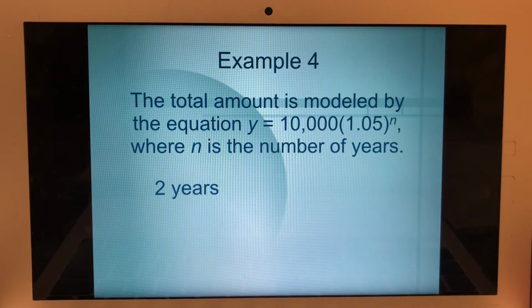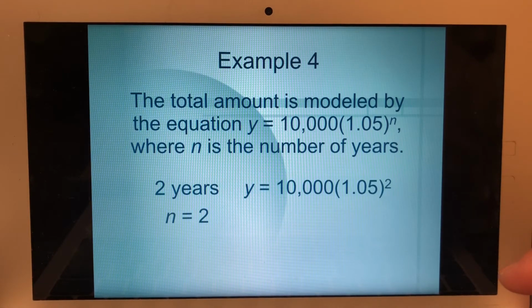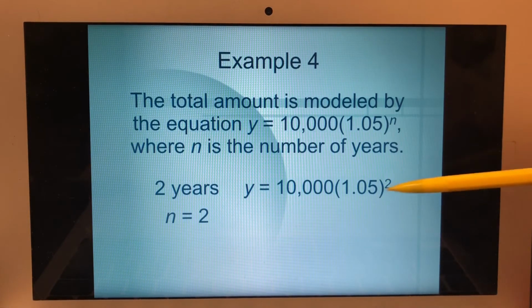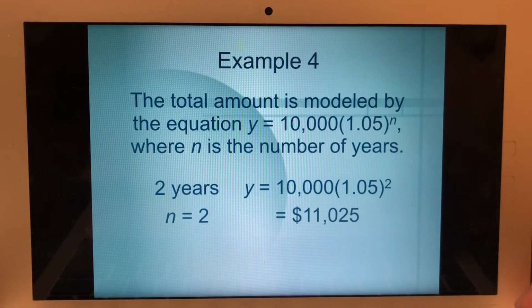Now, in 2 years' time, that means n is 2. So we plug 2 into our formula for n, and that's going to give me $11,025 at the end of 2 years. That is really good. So if you keep your money in the bank, this is good incentive for us to save our money.